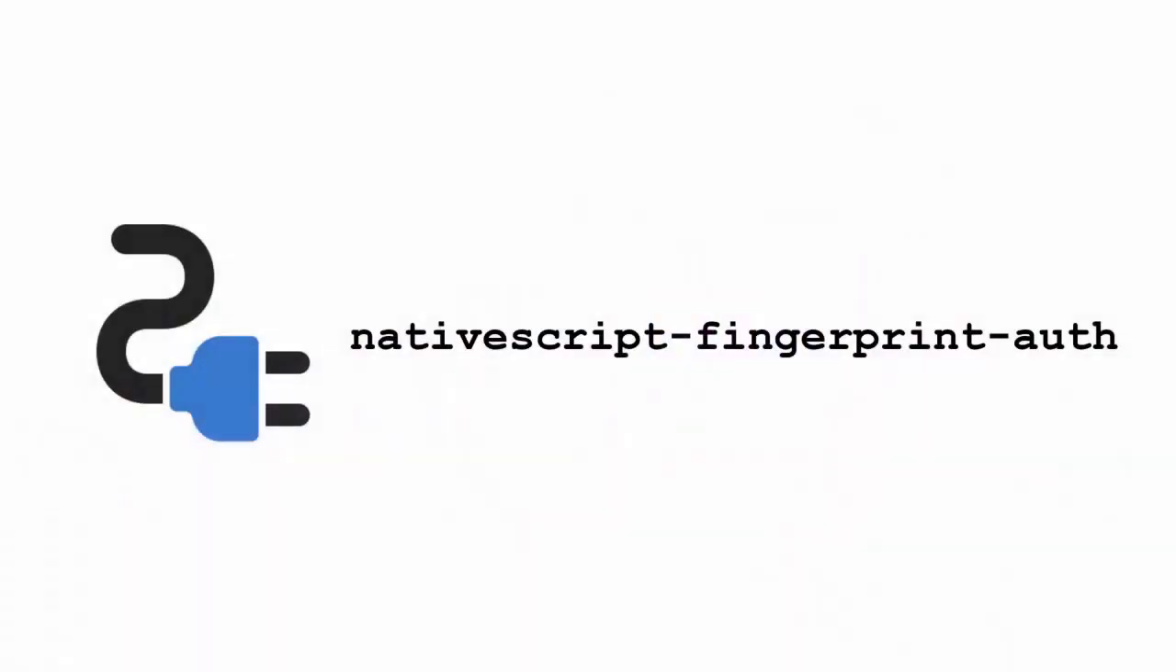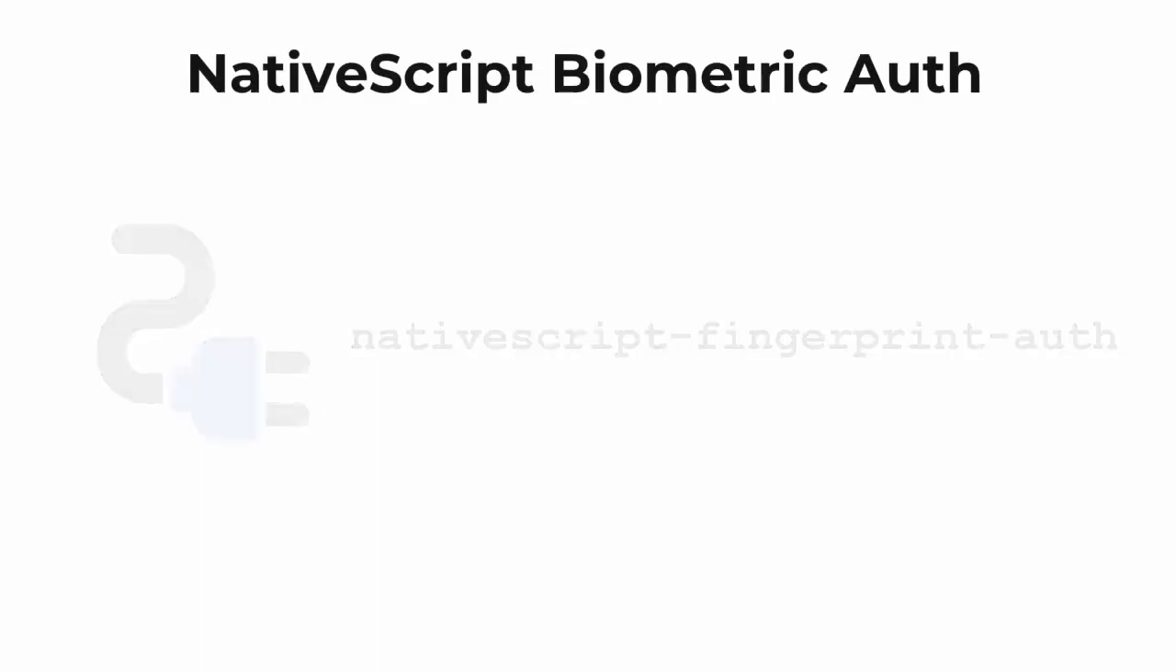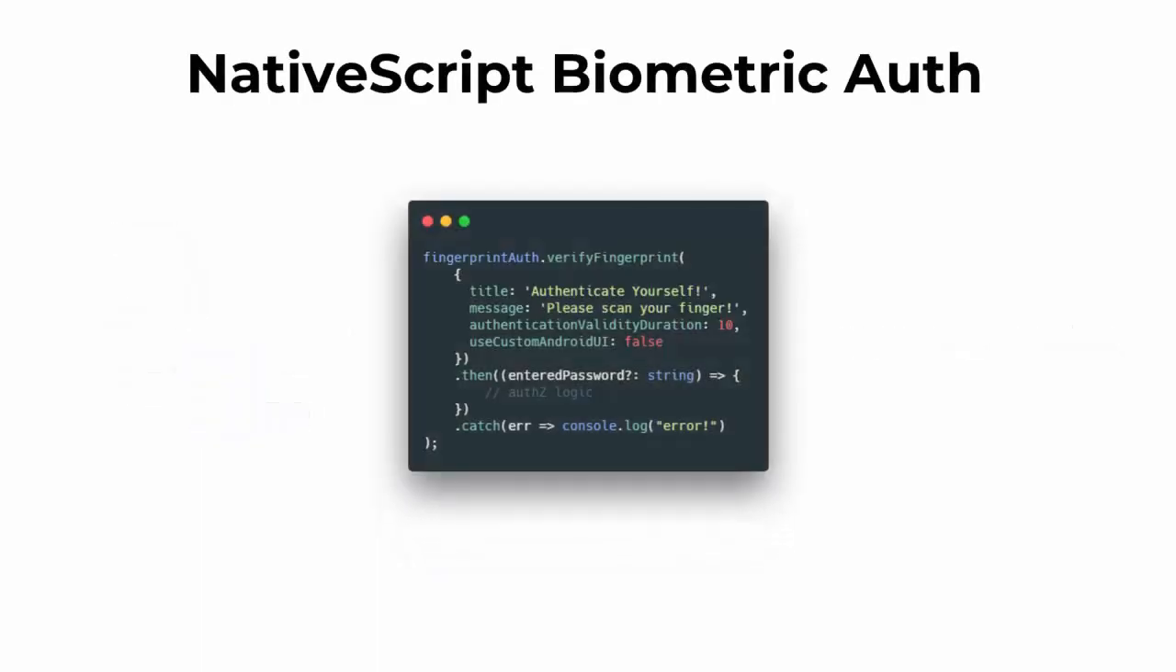Now, once again, there is a NativeScript plugin that allows us to easily tap into these capabilities, no pun intended. NativeScript Fingerprint Auth is the go-to plugin that handles Touch ID and Face ID for iOS and fingerprint recognition for Android. It has the same cross-platform API. With the fingerprint auth.verify fingerprint function provided in the plugin, you can be on your way to biometric authentication in no time.